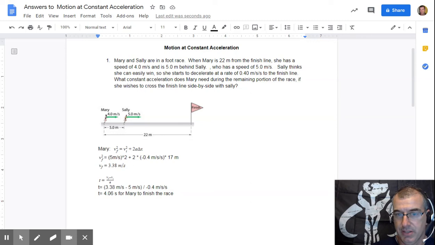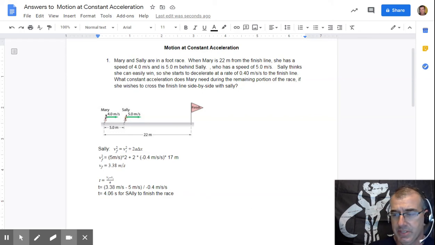Now that I know the initial and final velocities of Sally and I know her acceleration, I can figure out how much time it's going to take for Sally to finish. Oh, wait a minute, this should be Sally. So this is going to take Sally 4.06 seconds to finish the race. I apologize for that mix-up.